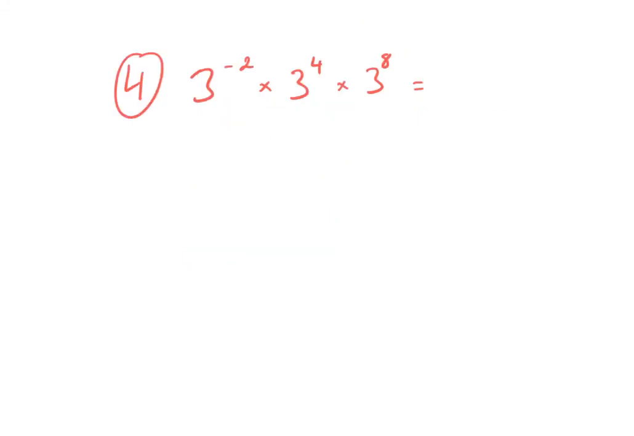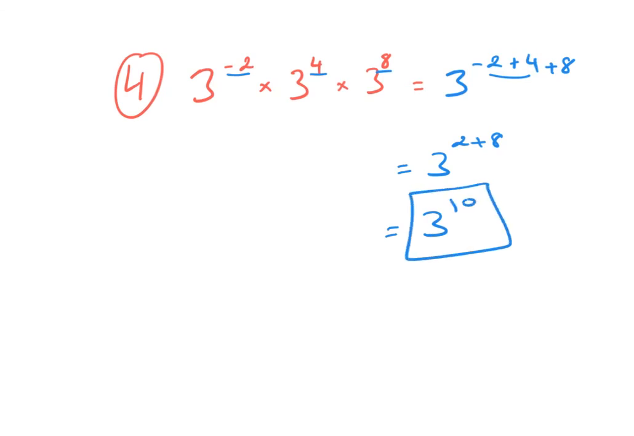I got example number 4 here. As we can see, we have 3 bases, and it doesn't matter how many as long as we have the same base. So we're just going to keep the base 3, and we add the exponents here. So we have negative 2 plus 4 plus 8. Now negative 2 plus 4 will be 2, plus 8, and the answer will be 3 to the 10th power. That would be the answer.